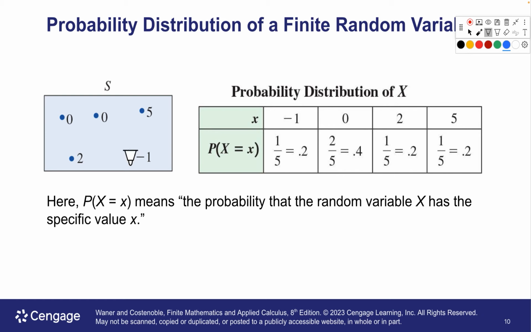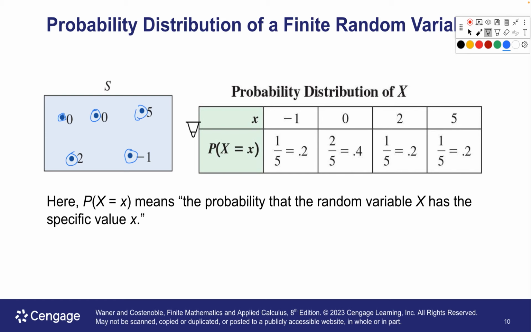Here's another example that we started with, the probability distribution of this particular event. Whatever this and this are, they both get assigned the random variable of 0. There's some abstract event over here that gets assigned 5. Whatever event this is gets a -1, this gets a 2. So our values are -1, 0, 2, and 5.